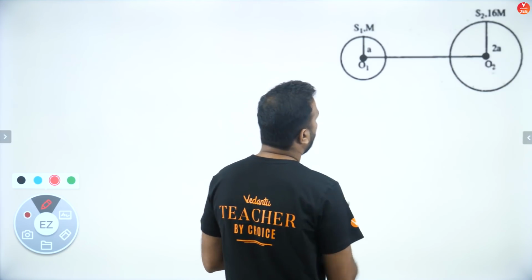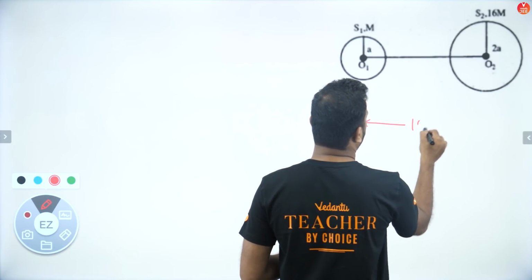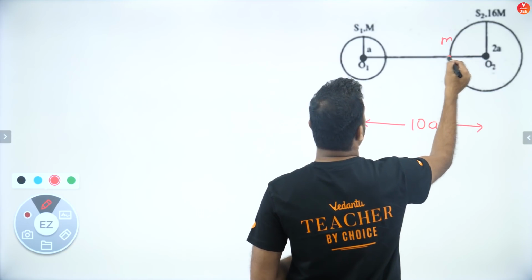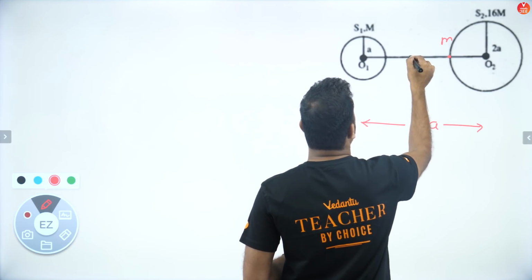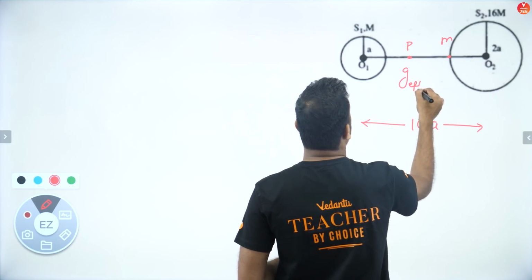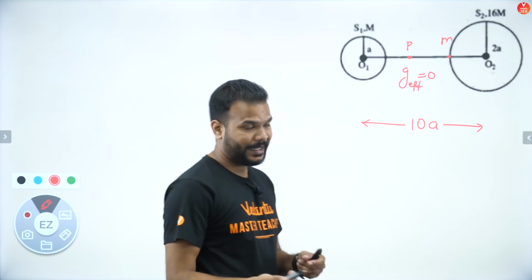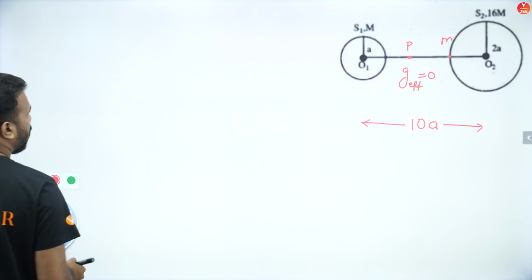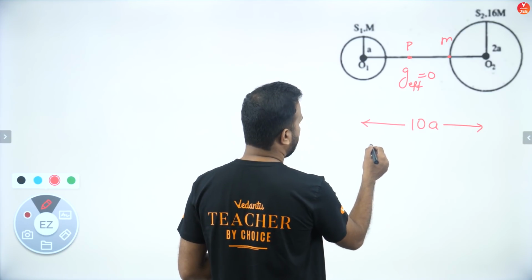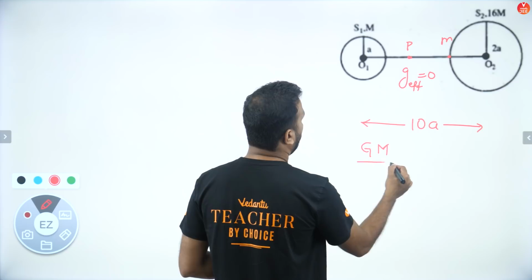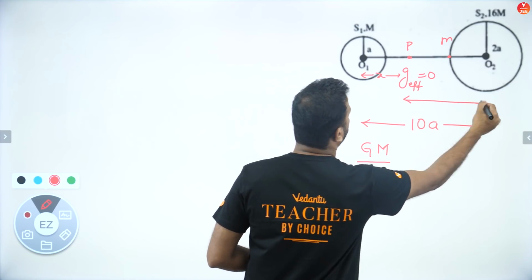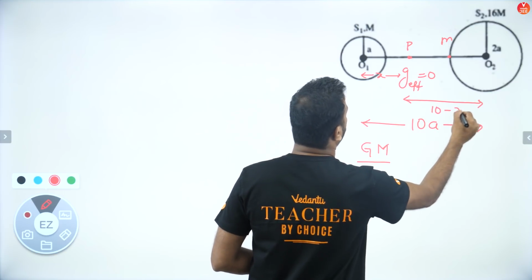Okay, so what has been given to us is the separation between the two stars, that is 10a. A body of mass small m will be launched from here. Let's consider a point P where the net gravitational field G effective will become 0. So let's calculate that first. For gravitational field to be 0, we'll write G capital M by, say, this distance is x. So obviously the remaining distance from here becomes 10 minus x.